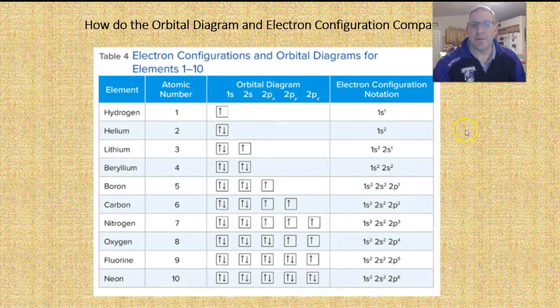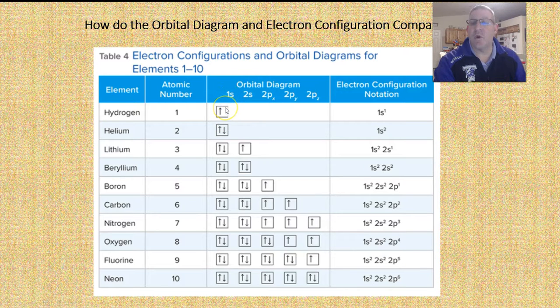Here is an example of an orbital filling diagram compared to electron configuration. We do have our arrows representing the spin of the electrons. Each arrow is an individual electron, and the direction that the arrow is going will represent the spin of the electron. Each box represents an orbital.